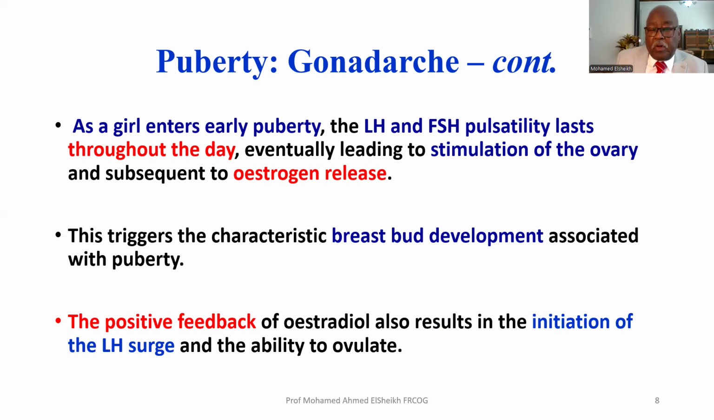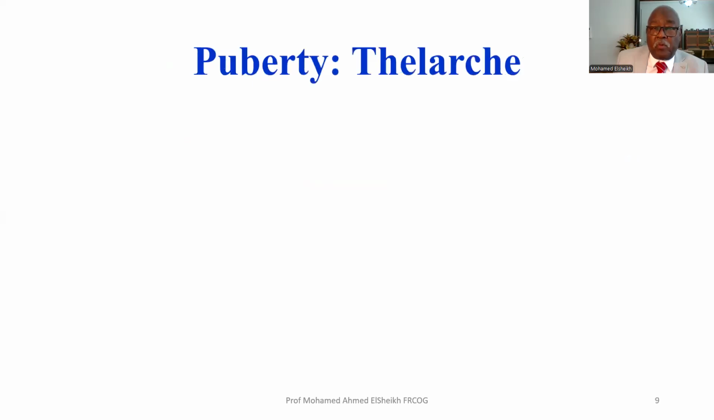The positive feedback of estradiol also results in the initiation of the LH surge and the ability to ovulate. And as we will see, we have negative and positive feedback of both estrogen and progesterone. So the positive feedback here of estradiol results in the initiation of the LH surge and puberty.